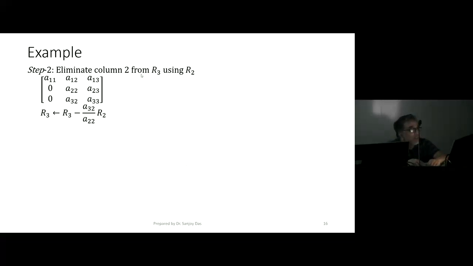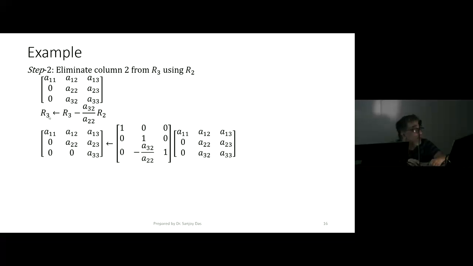So this is what I actually did. R2 is scaled up so that A22 matches up with A32, and then I subtract it from row 3. This is the generic operation that I did. And that's equivalent to A is replaced with M2 times A.